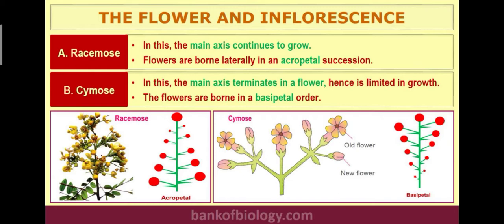In this, the main axis terminates in a flower. Hence, it is limited in growth. And what happens in this? The order is basipetal and the growth is limited. The flowers are born in a basipetal order.